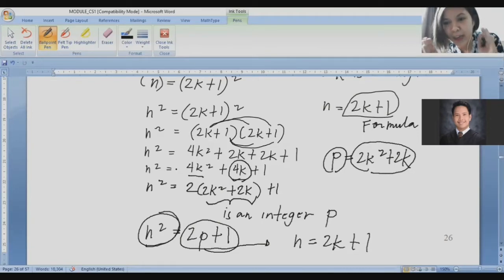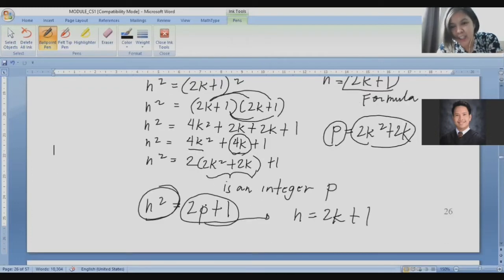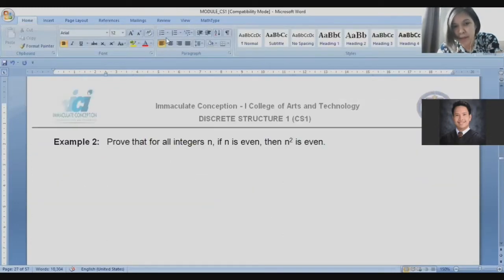So now, if n is odd, n squared is odd, because they have the same format as the definition of odd, which is 2k plus 1. The k can be another variable. It can be P, it can be r, s, or t, as long as your pattern is 2k plus 1. Do you follow? Now, it is directly proven that n squared is odd. Okay, next example. Question number 2.